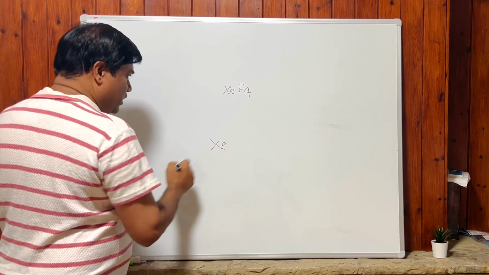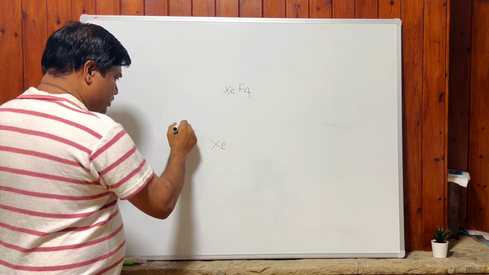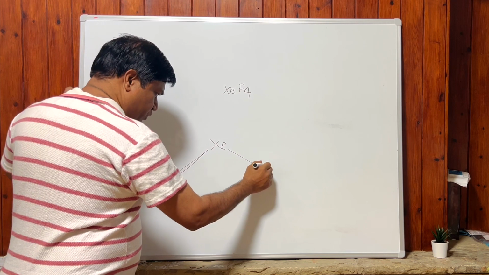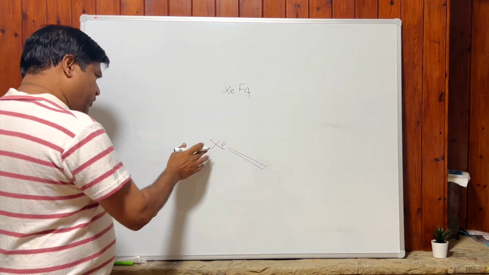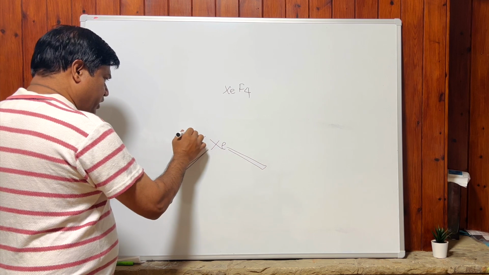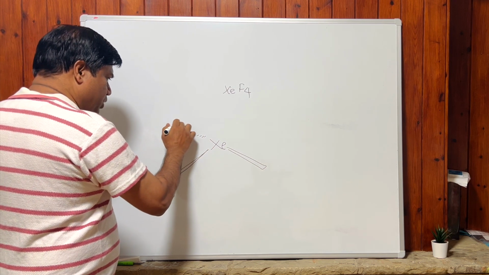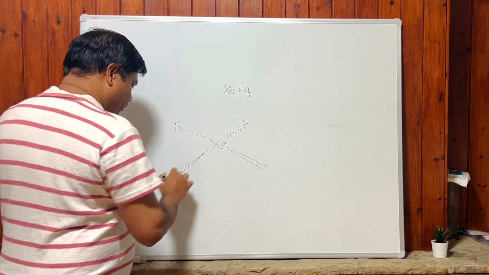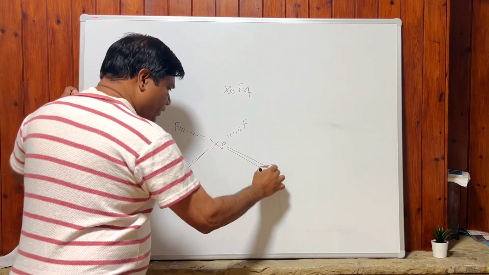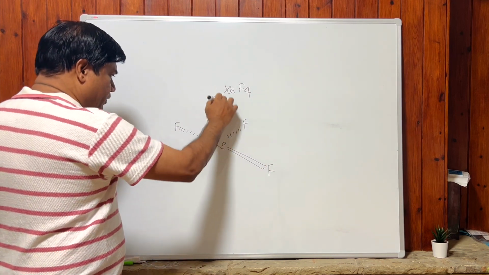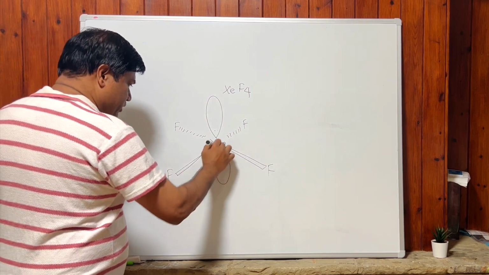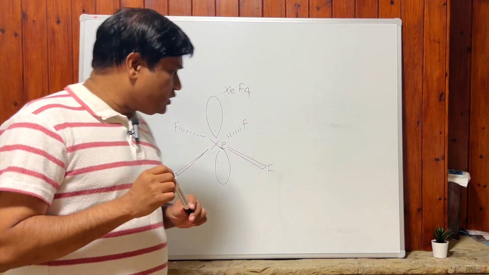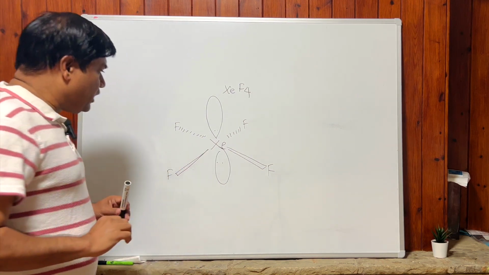Xenon has 6 valence electron. So 2 bonds coming out of the plane with a thick wedge, and this is the dotted wedge going behind the board or behind the plane. A fluorine, and 2 lone pairs. This is the plane and 2 lone pairs, one at the top, one at the bottom. The arrangement of those 2 lone pairs will not affect the bond angle and the geometry.